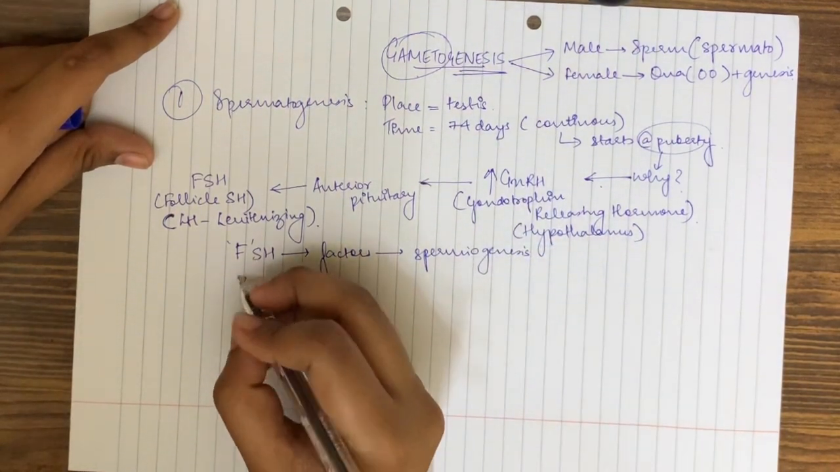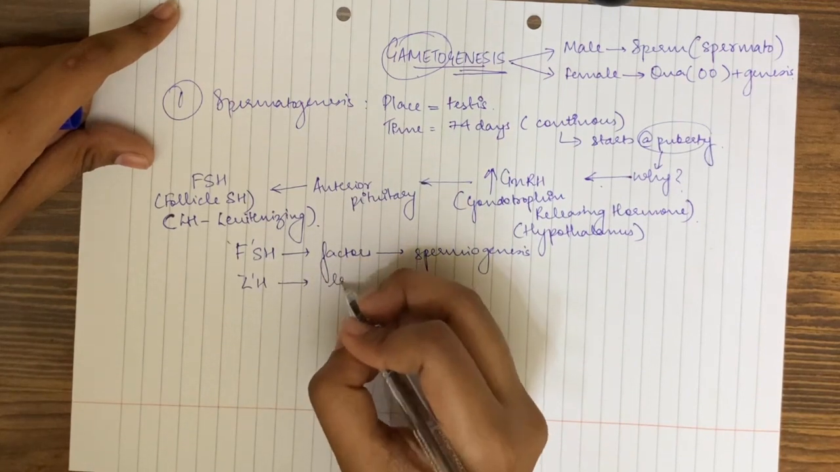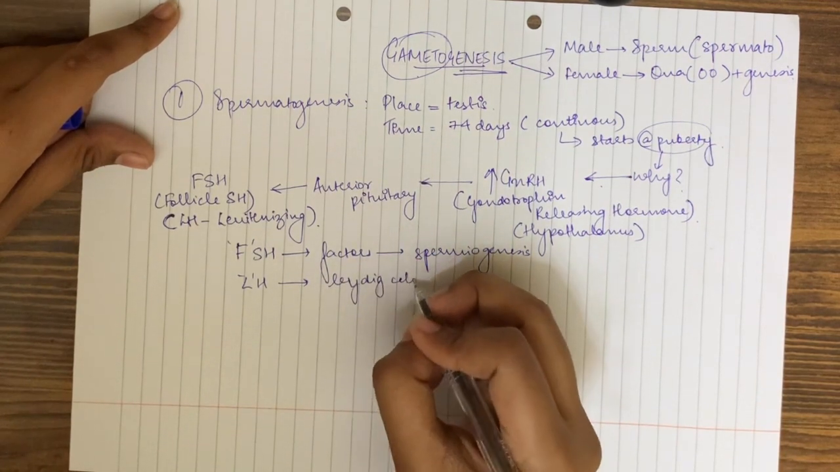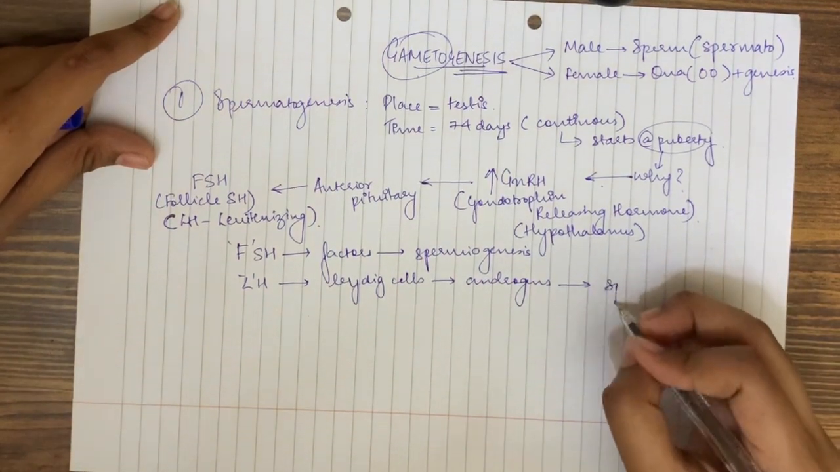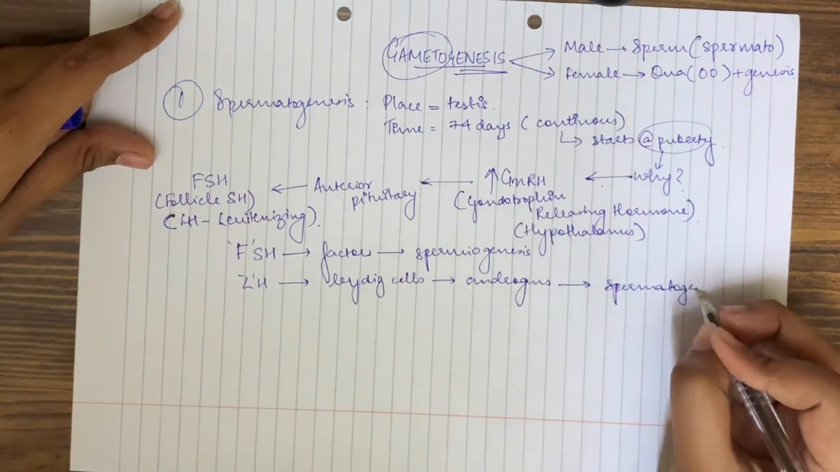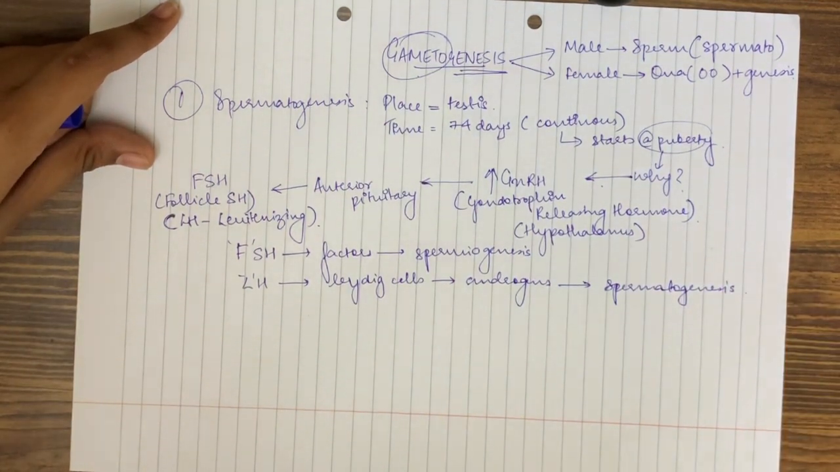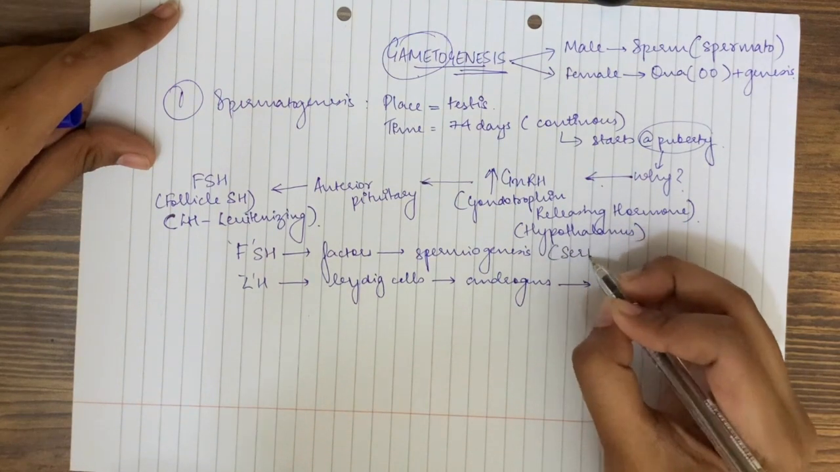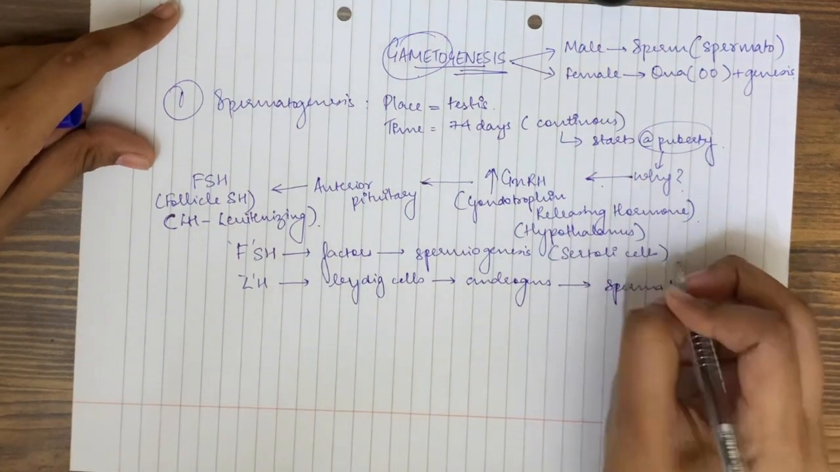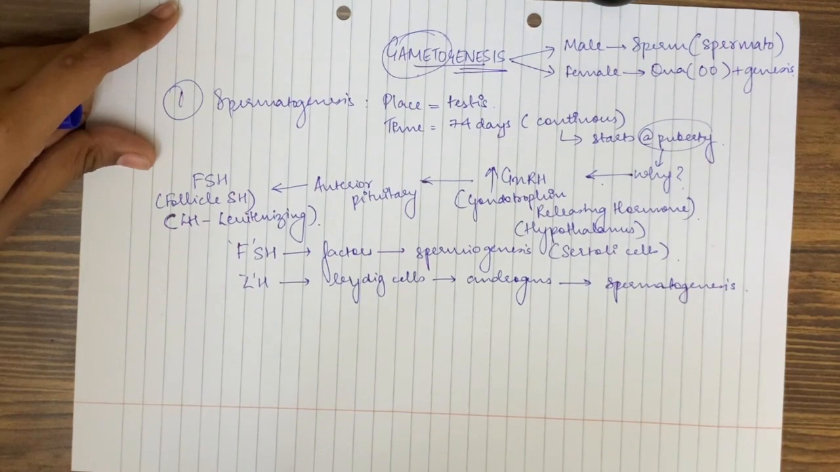Now, how I remember the functions of these: FSH acts on Sertoli cells to produce factors. So, F for factors. And LH, which starts with L, acts on Leydig cells to produce androgens. Androgens are the male hormones, and Leydig cells are basically the interstitial cells of the seminiferous tubules, which I already covered, so go back to that video and watch it. These Leydig cells produce androgens, and these androgens are responsible for spermatogenesis. The difference between spermatogenesis and spermiogenesis I will be covering later.